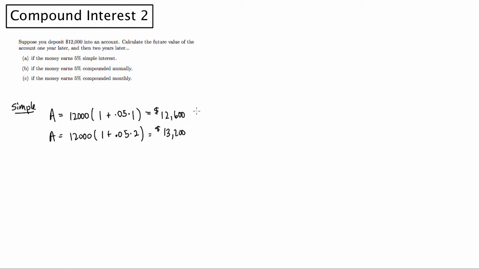And what I want you to see is that the interest was the same. So we started out with $12,000. At the end of 1 year, we'd added $600 in interest. We added the exact same amount for year 2.